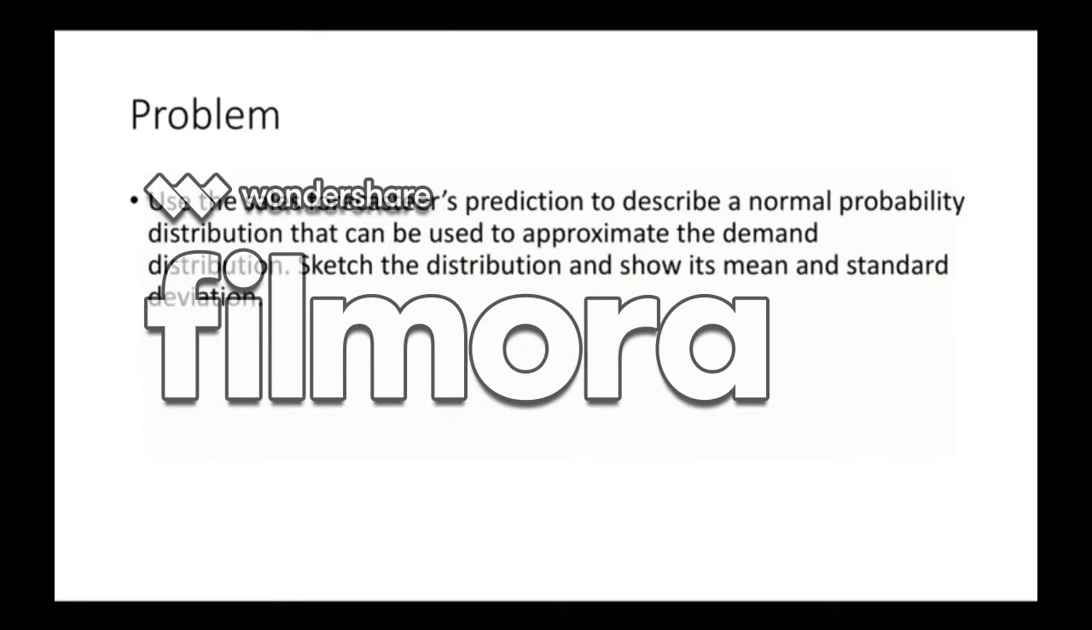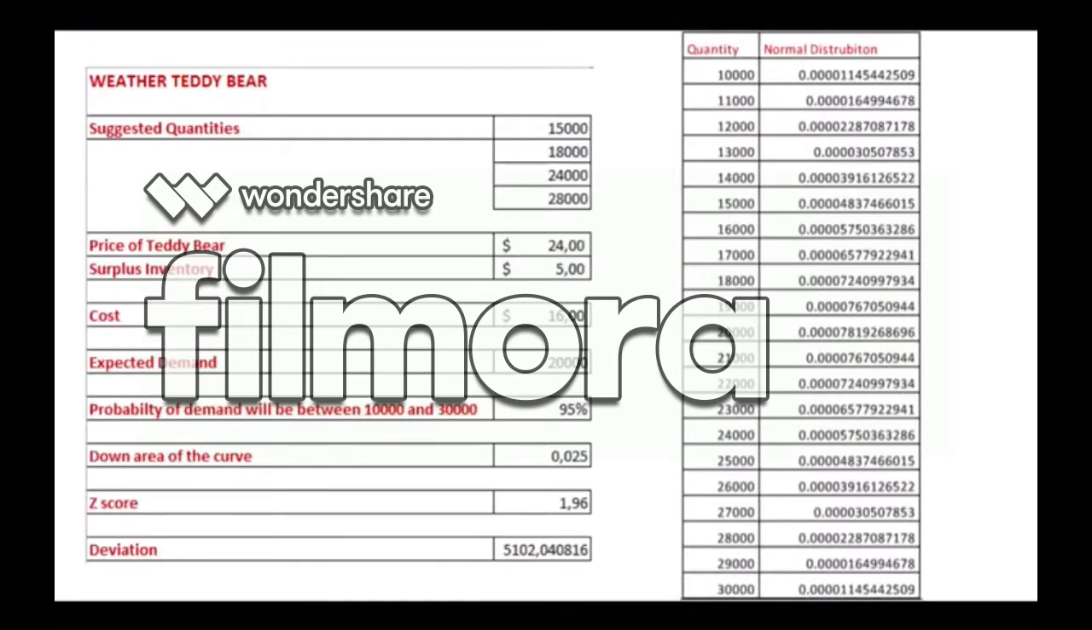Now here we have the first problem. Use the sales forecaster's prediction to describe a normal probability distribution that can be used to approximate the demand distribution. Sketch the distribution and show its mean and standard deviation. First, we write the data as a table.